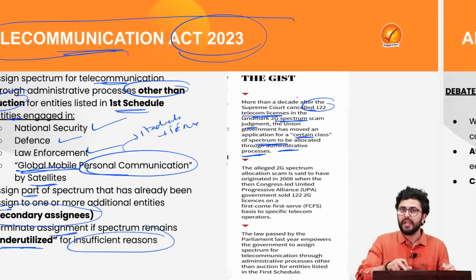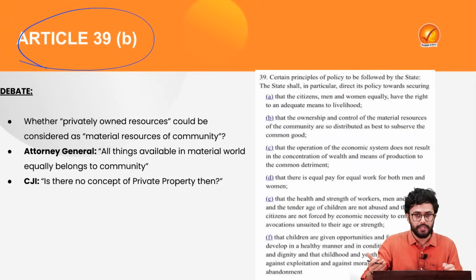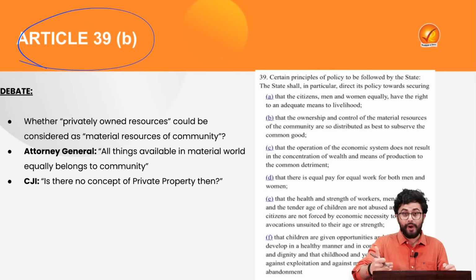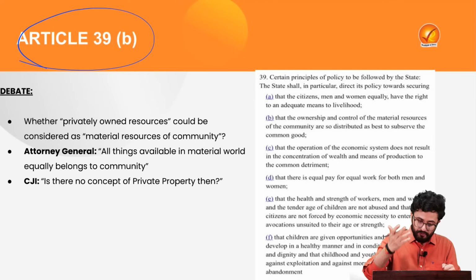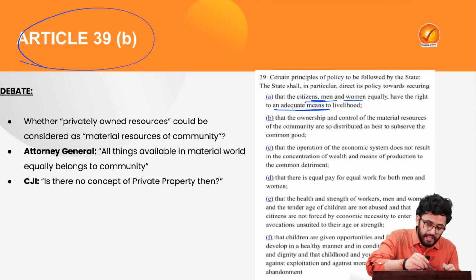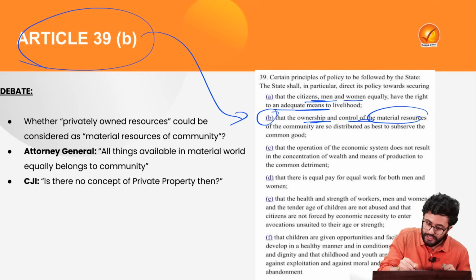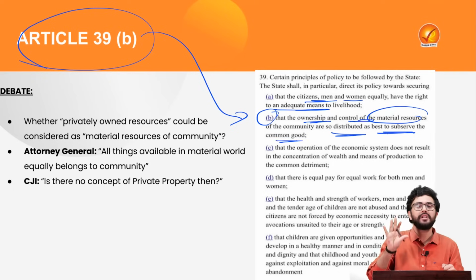We move forward to the next news, which talks about Article 39B, a socialistic principle. What does Article 39B provide as a directive to the state? First, it says that the citizens, men and women, all equally shall have the right to an adequate means of livelihood. For this discussion, we are going to focus on 39B, which says that the ownership and the control of the material resources of the community are so distributed as to best subserve the common good.